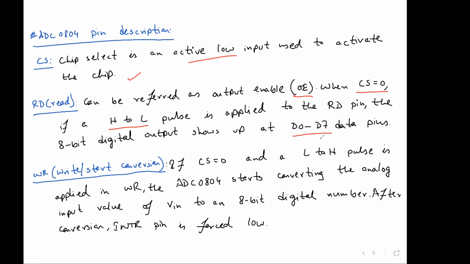Now, WR is also known as write or start conversion. The first and foremost thing, CS has to be zero. And now if a low to high pulse is applied in the WR, then your ADC will start the conversion process. After the conversion is done, there is another pin, which is INTR. It becomes low. Okay, let me repeat again. So whenever the INTR pin is low, we understand that the conversion by the ADC 0804 has completed. Okay, so that is the purpose of our INTR pin. Moving on.